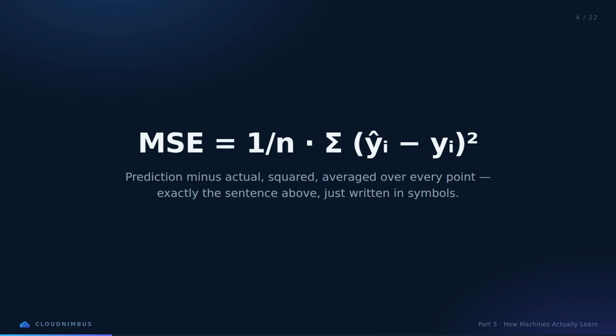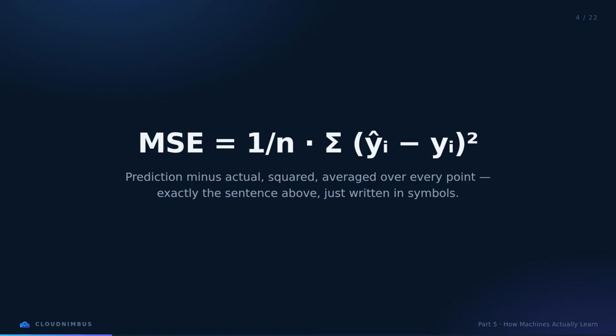Then average that squared gap over every single point you have. That average is your loss, and this particular flavor has a name, mean squared error. In notation, mean squared error is 1 over n, times the sum of every prediction minus its actual value, squared. That's exactly the sentence I just said to you, written with symbols instead of words. Lower is always better. 0 would mean every single guess landed exactly on the true answer. So we have a way to measure how wrong. Now, how do you actually get less wrong?